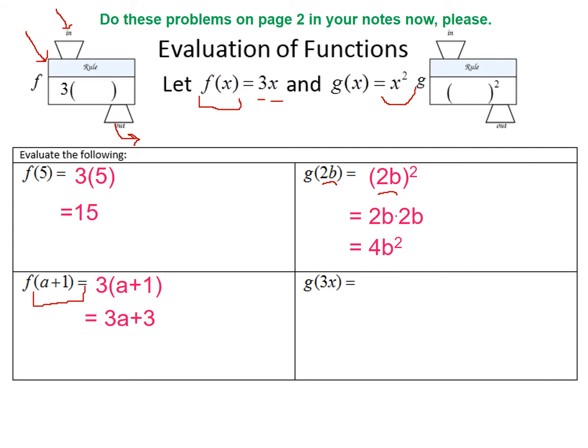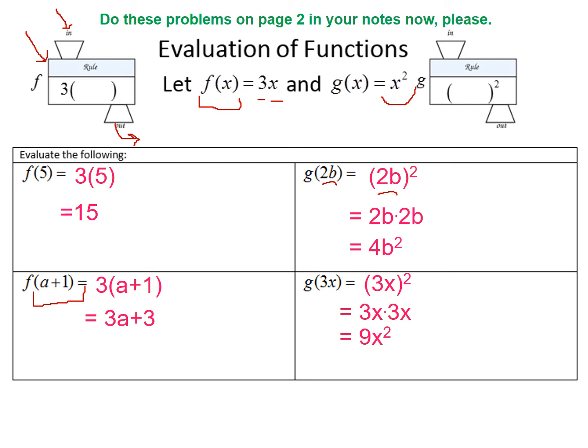Take a look at the last one. We're looking at function g. And everywhere we see an x, we're going to take it out and put in 3x. So that gives us 3x. The function is squared, so we square it, and we get 9x squared. This is a review from day 1.